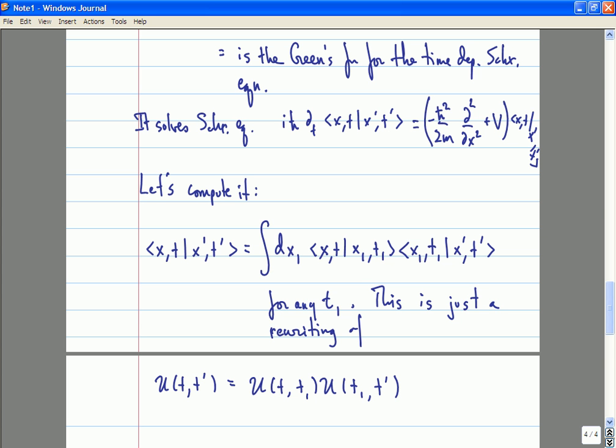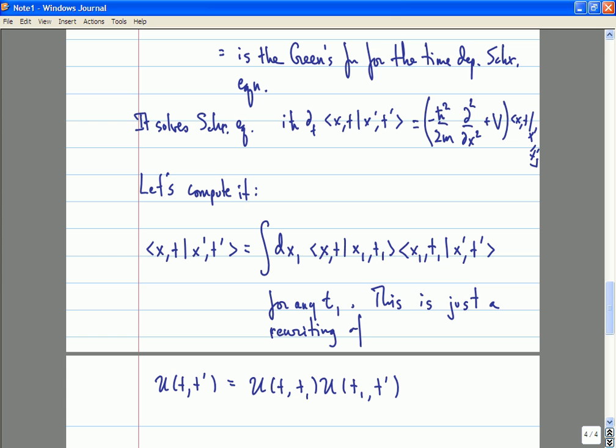So, when I introduced the fourth postulate of quantum mechanics, I made a big deal about this composition property of the unitary time evolution operator. And the reason why I made a big deal about it is that it is the basic property of quantum mechanics which allows you to derive a path integral formulation. Okay, I'm not done here.